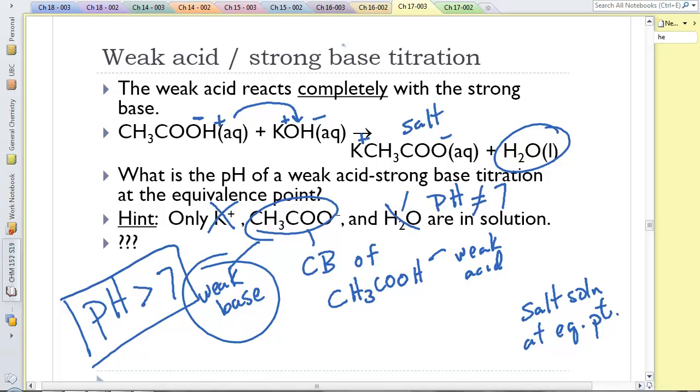And a lot of students remember that because they think, oh, it's strong base, so it's got to be greater than 7. But it's actually not the strong base that determines the pH. It's this weak base, it's the conjugate base of the weak acid. So you need to know why.